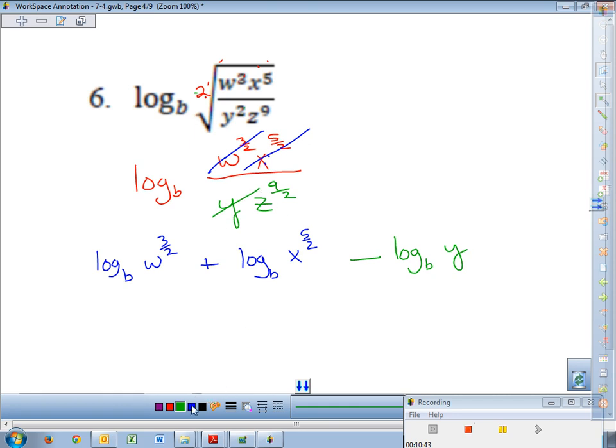And finally, plus or minus log base b of z to the 9 halves. But we're not done. How come we're not done? All of these arguments have exponents on them, correct? Where do the exponents move to? In front of the log, right? So the next move is this 3 halves comes in front of this log, so it's 3 halves log base b of w, plus this exponent comes in front of that log.